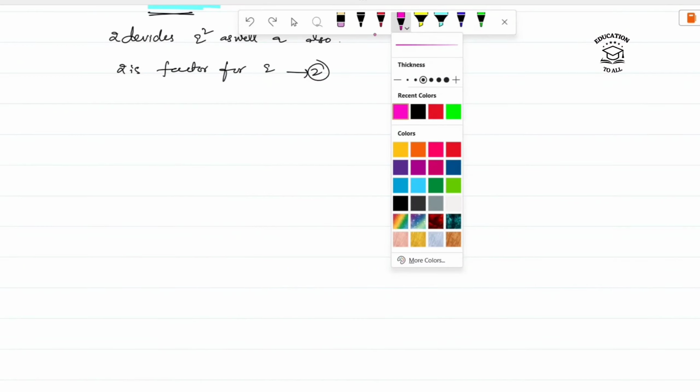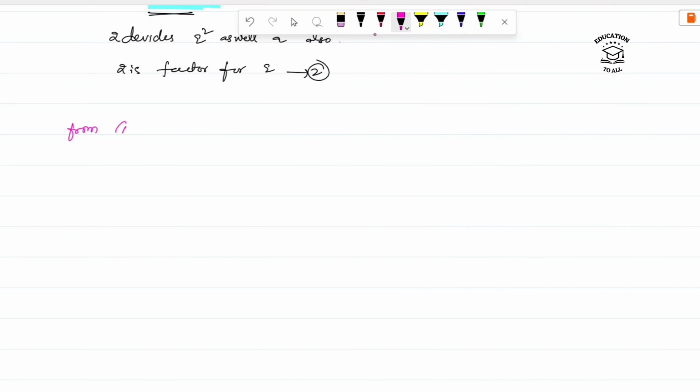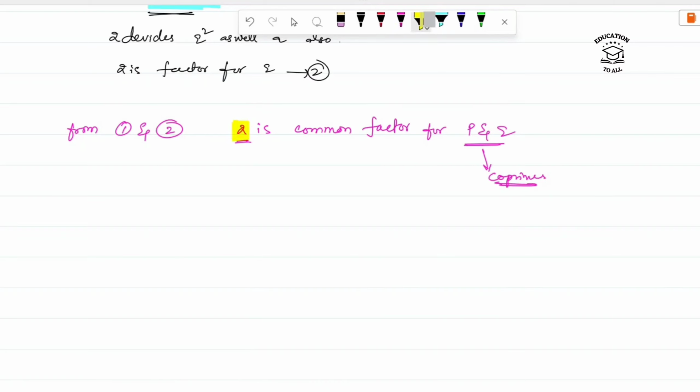Now I can conclude that from equations 1 and 2, 2 is a common factor for p and q. But actually what is our consideration? p and q are co-primes. But now I am proving what? Both have a common factor as 2. It means that our assumption is wrong, definitely. So it contradicts the fact.